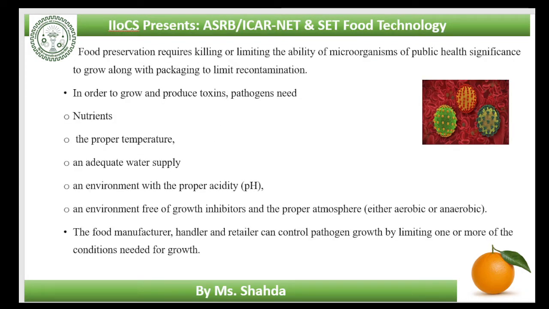Food preservation requires killing or limiting the ability of microorganisms of public health significance to grow, along with packaging to limit recontamination. In order to grow and produce toxins, pathogens need nutrients, the proper temperature, an adequate water supply, an environment with the proper acidity, an environment free of growth inhibitors, and the proper atmosphere, either aerobic or anaerobic. A food manufacturer, handler, or retailer can control pathogen growth by limiting one or more of the conditions needed for growth.